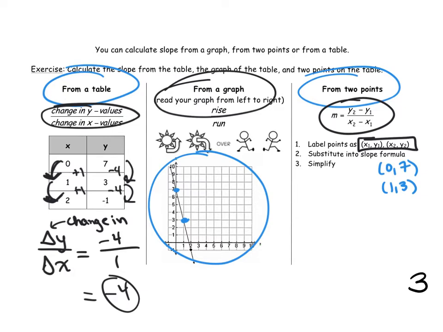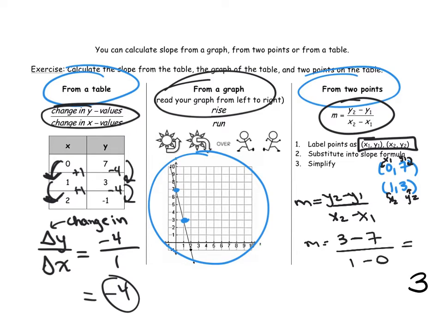I'm going to label this. This is my x1, y1. This is my x2, y2. That's what these values are. So the slope is y2 minus y1 over x2 minus x1. Well, y2 is 3 minus y1 is 7, all over x2 is 1 and x1 is 0. So I end up getting -4 over 1, and I get a slope of -4.